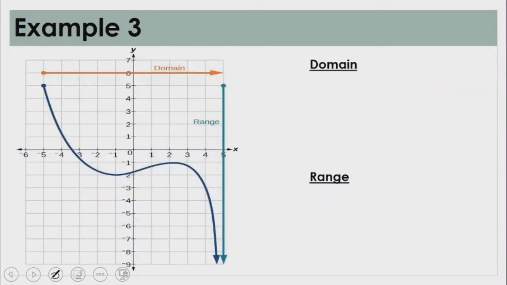Example 3 is interesting because you have one point that is closed and one point that continues, that is an arrow. In that case, for the domain, the left is at -5, and it keeps increasing until positive infinity. So the domain is going to be x greater than or equal to -5. x keeps getting bigger than -5, but that -5 point is also included because it is closed there. This is inequality notation.